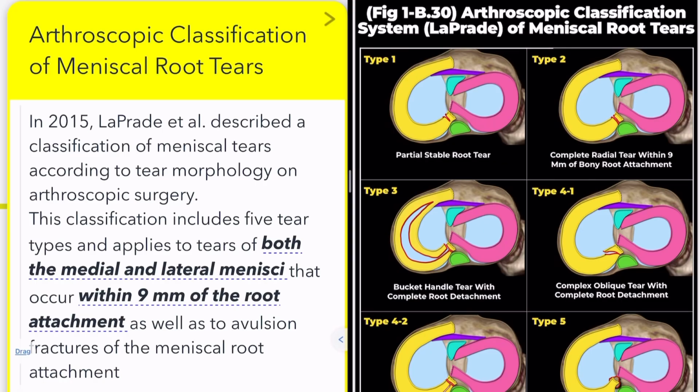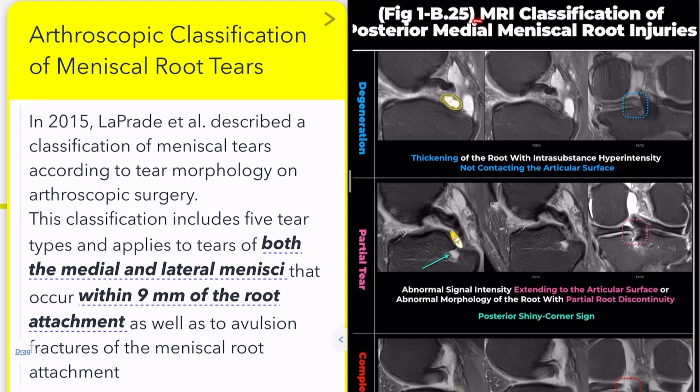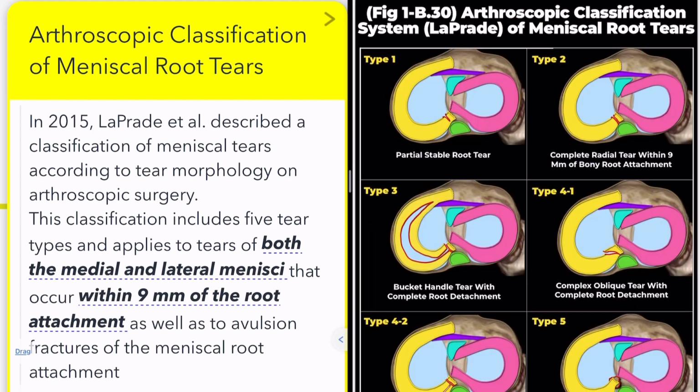The classification of posterior medial meniscal root injuries on MRI divides tears into degeneration, partial tear, and complete tear categories. Apart from MRI classification, root injuries are also classified arthroscopically. LaPrade et al. introduced an arthroscopic classification of meniscal tears based on their morphologic structure and location. It includes 5 types applicable to medial and lateral menisci, specifically addressing tears within 9 mm of the root attachment.